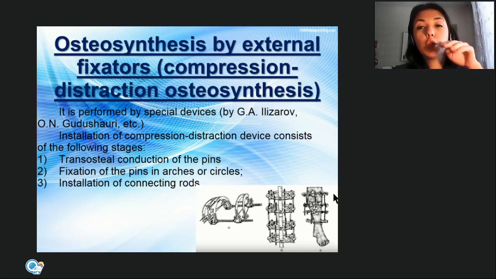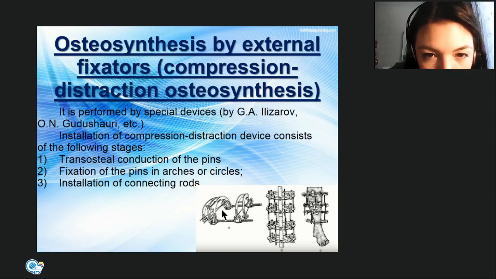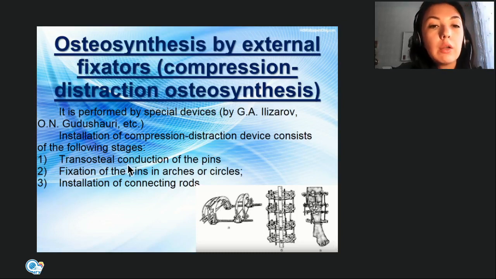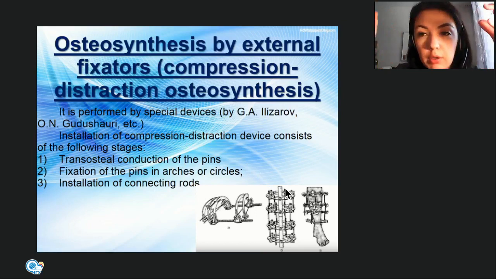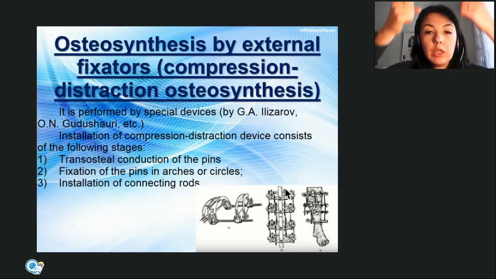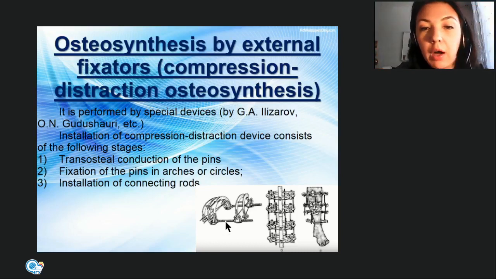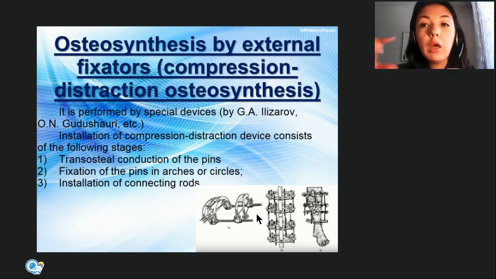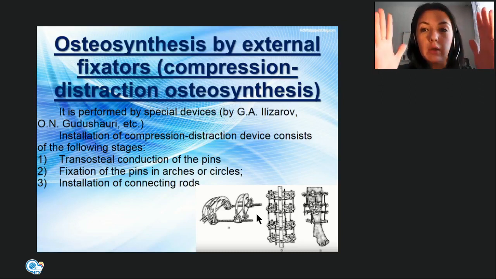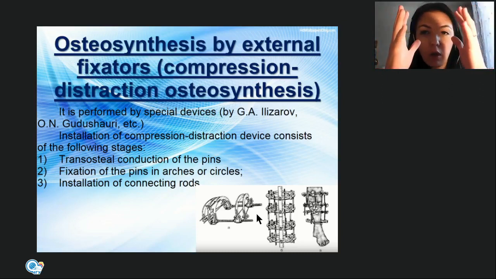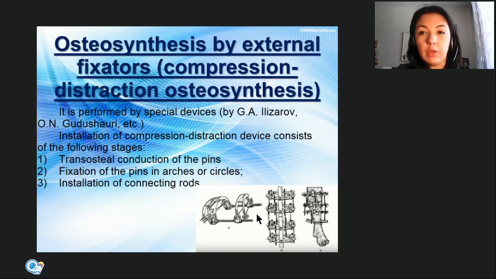First, we should insert these pins. Here you can see pins or spokes, we can say, transosteal conduction of the pins, then fixation of these pins in arches or circles, like the peripheral ends of the pins should be fixed by these arches or circles, and then installation of connecting rods. Between arches or circles, there must also be connecting rods around which the circles will rotate and change their position, like they will approach each other or they will go further, they will become distant from each other.